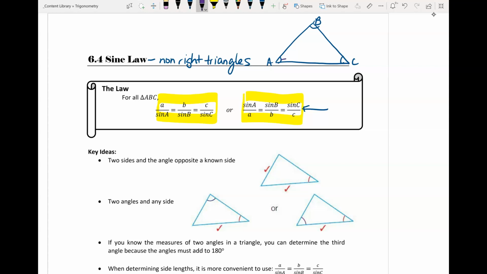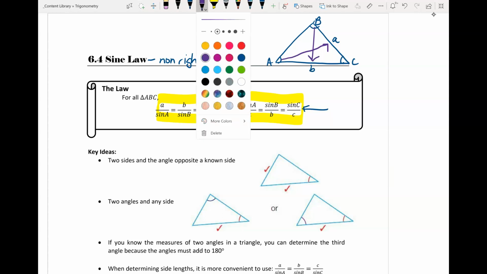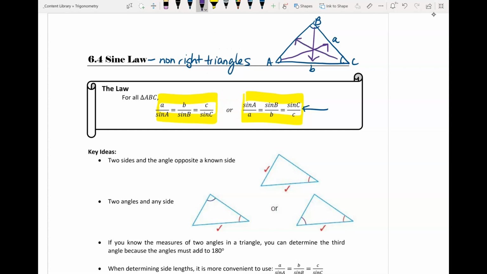Directly across from angle A, you're going to find side A, denoted as little a. Directly across from angle B, you're going to find side B, which is denoted as little b. And lastly, directly across from angle C, you're going to find little c, which is your side C. So that's the relationship between the angles and their sides.